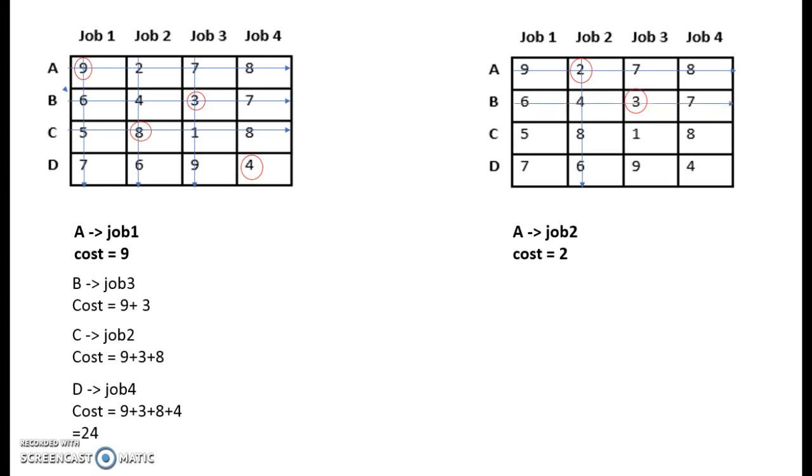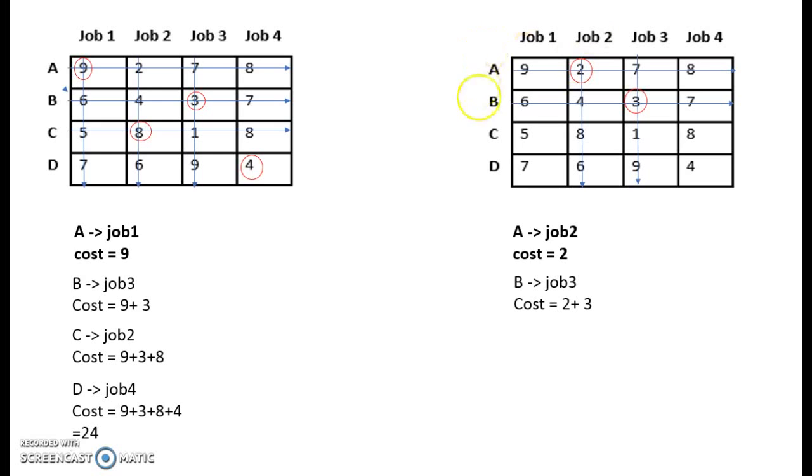If we are selecting a minimum value from row number 2, that is 3, then cross row 2 and column 3 of job 3, because now we are not assigning job 3 to another person. Now our cost will be 2 plus 3.